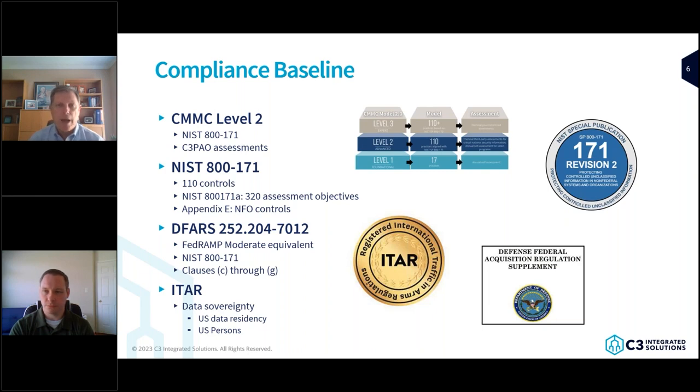And probably the document that's almost as important as 171 right now is 171A. That actually takes NIST 171 and its 110 controls and expands it to 320 assessment objectives. To put it kind of bluntly, if you're looking for the answers to the test around the 110, 171A is that test. It's all of the assessment objectives an assessor is going to come in and use to grade whether or not you're doing what you should be doing.